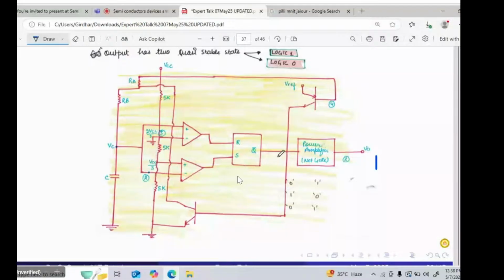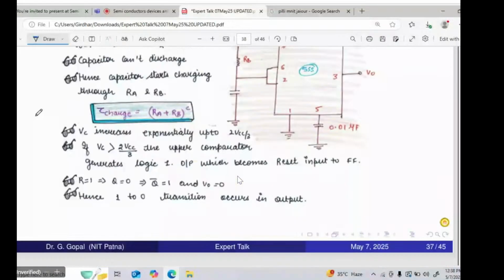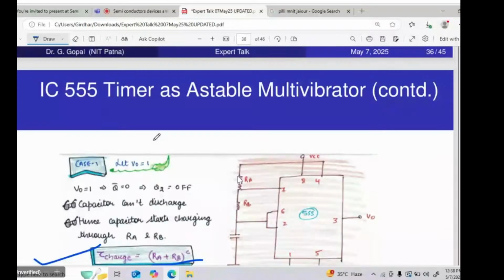So it is 0. If it is 0, this transistor Q2 will be off. Transistor Q2 is off, meaning the capacitor cannot discharge. Then what will the capacitor do? Capacitor will not stay idle. It will charge through resistances RA and RB. So what is the charging time constant here? The charging time constant is (RA plus RB) times C. Now how much voltage will it charge to? It will increase exponentially up to which voltage?